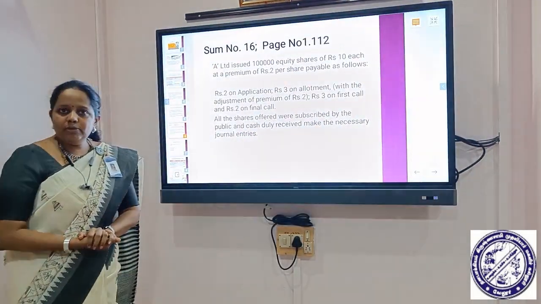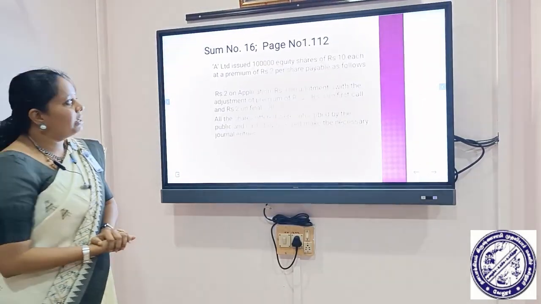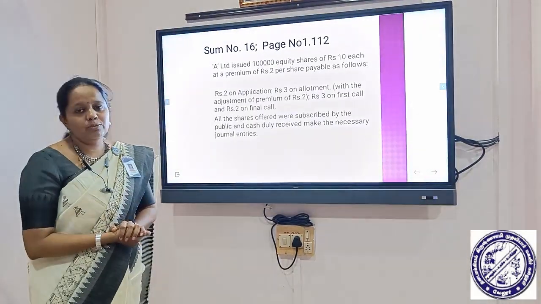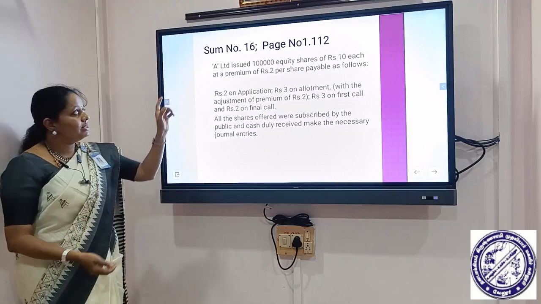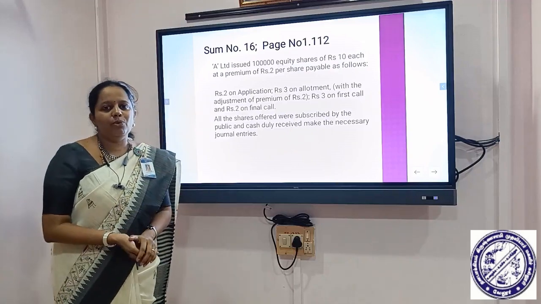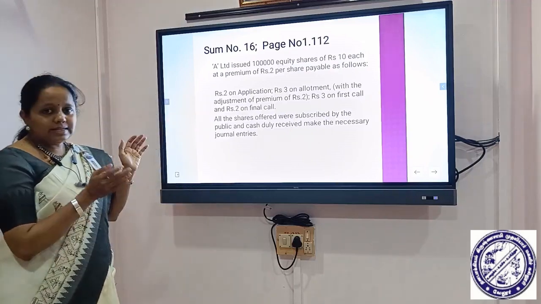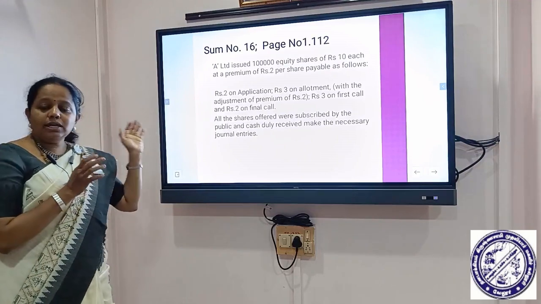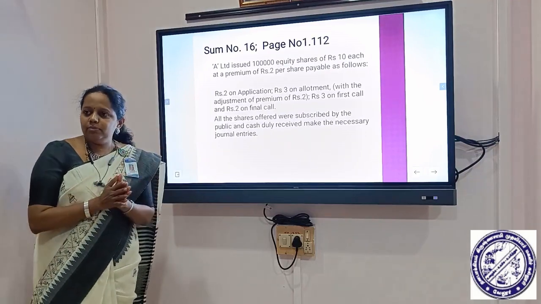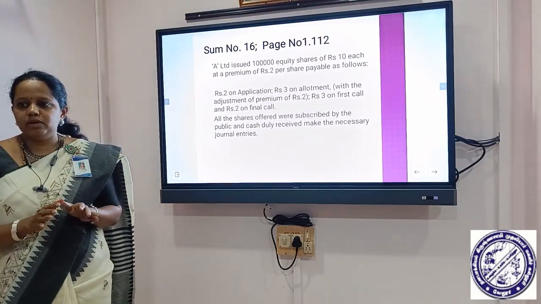Now we are going to see a problem. This problem I have taken from the Corporate Accounting book, authors Reddy and Murthy. This is sum number 16 and page number 1.112. So let us understand the question first. Dear students, it is very important to understand the question.